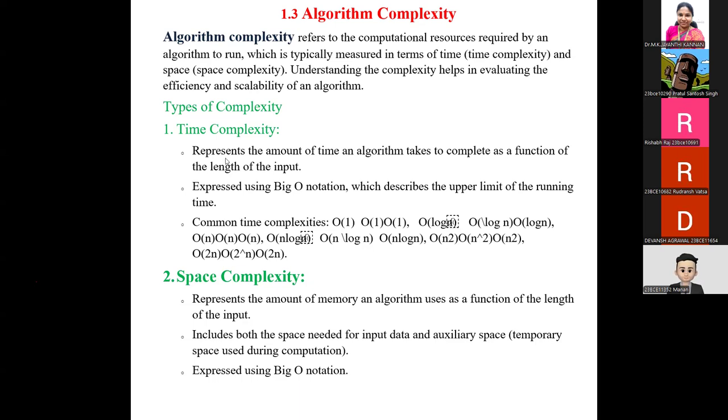So what does time complexity mean? It represents the amount of time an algorithm takes to complete, as a function of the length of the input, expressed using big O notation. So we'll call it big O of. Every declaration statement takes some time, depending upon the computer, since every computer has its own clock speed, whether it works at 2.0 gigahertz or 1.87 gigahertz. That is the number of cycles per second.